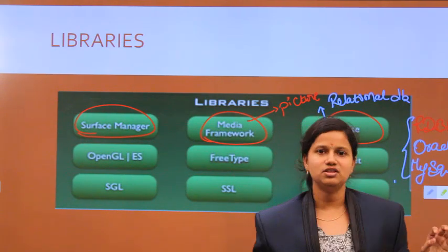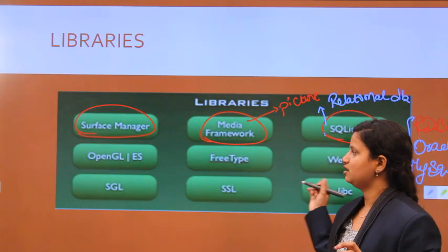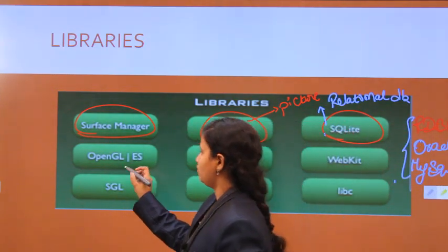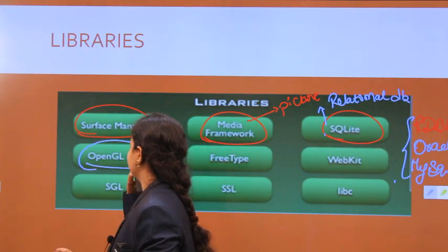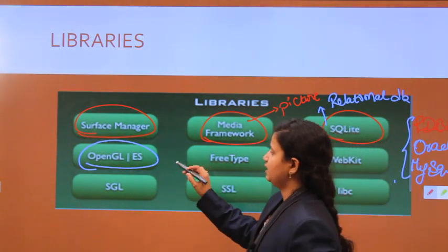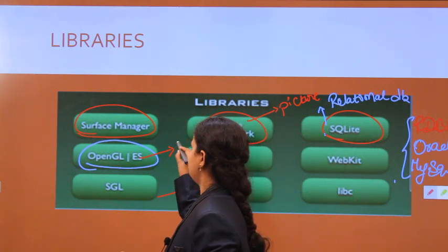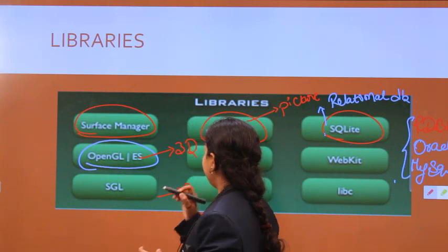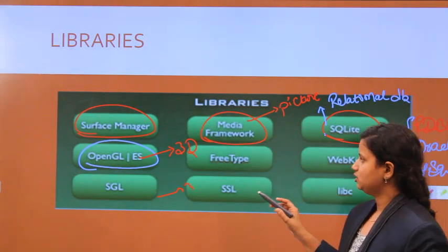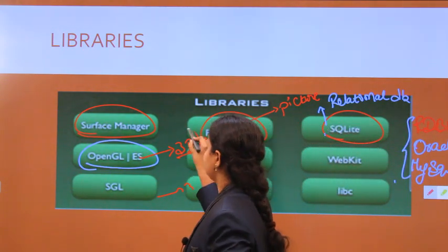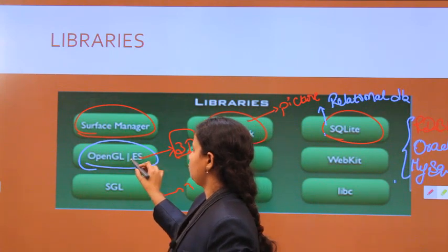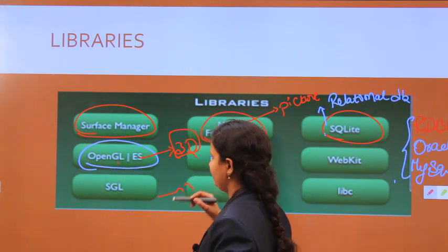And not only the SQLite database, different things are present in your libraries. OpenGL ES. So what is this OpenGL ES? What is the main use of this? It is graphics related. In your application, 3D related graphics are added and are the responsibility of the OpenGL ES library.